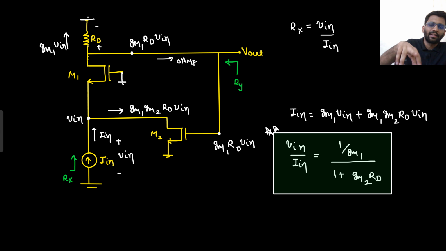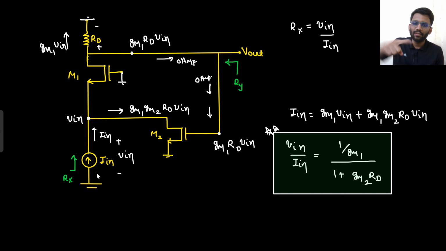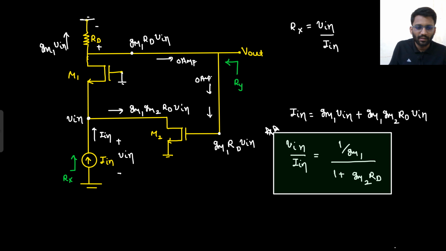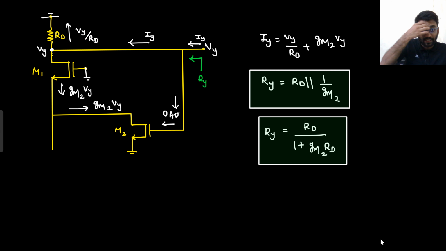So from there we also calculated that I in is going completely there because 0 ampere current is flowing in the loop. In the loop there is 0 ampere current. So I could make it somewhat like this. So complete I in was going there. Yeah, this was GM1 V in into RD. So that was going there. So here we could write down the current GM1 GM2 RD into V in. So V in by I in would be 1 by GM1 divided by 1 plus GM2 RD. And then we saw the output impedance, that was RD parallel with 1 by GM2.